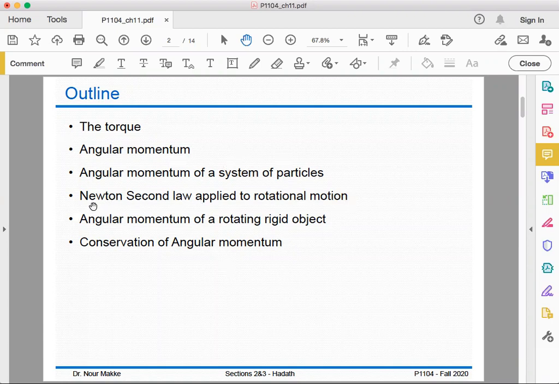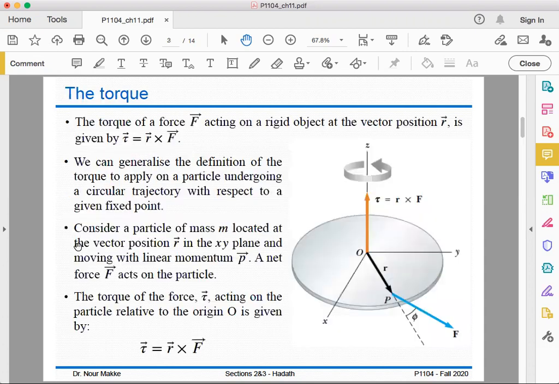We will actually derive Newton's second law for the case of rotational motion again. And then you will see, if we have a rigid body that is rotating about a fixed axis, how we can define its angular momentum. And finally, we will derive a new conservation law, which is the conservation of angular momentum. So let's start first with the torque.